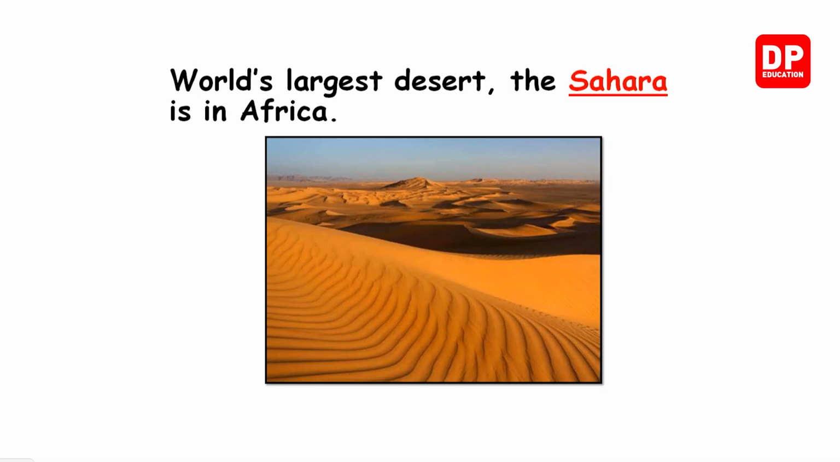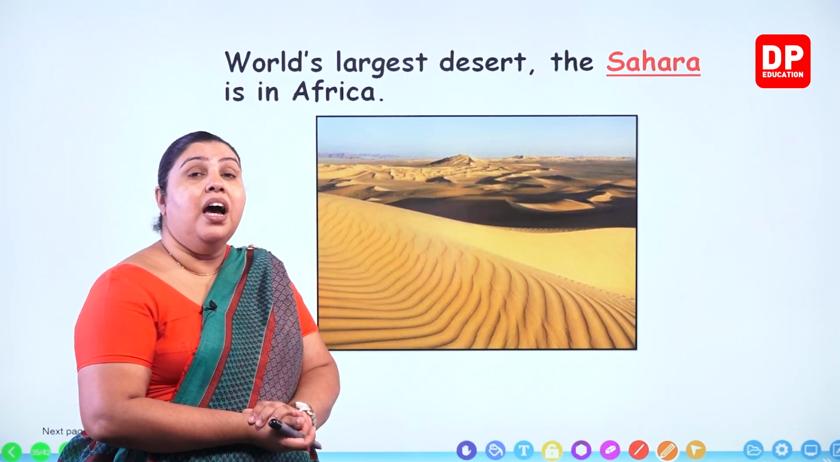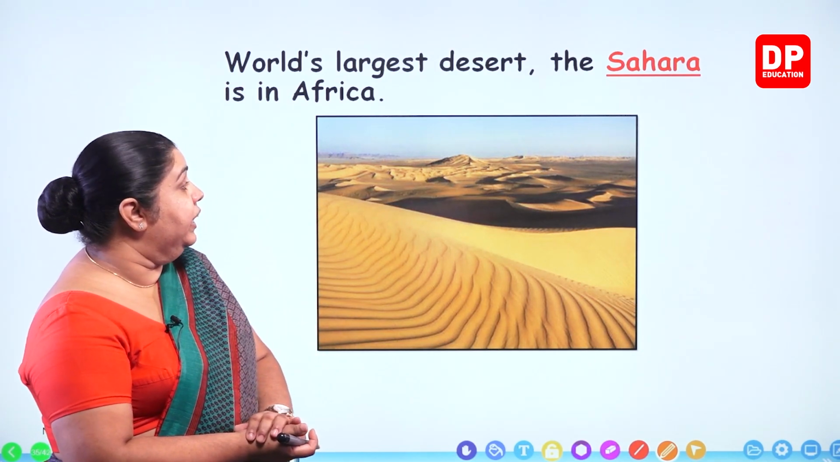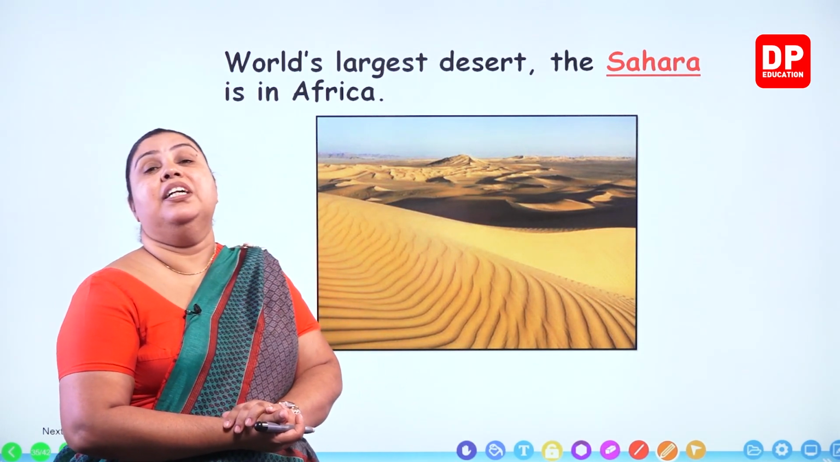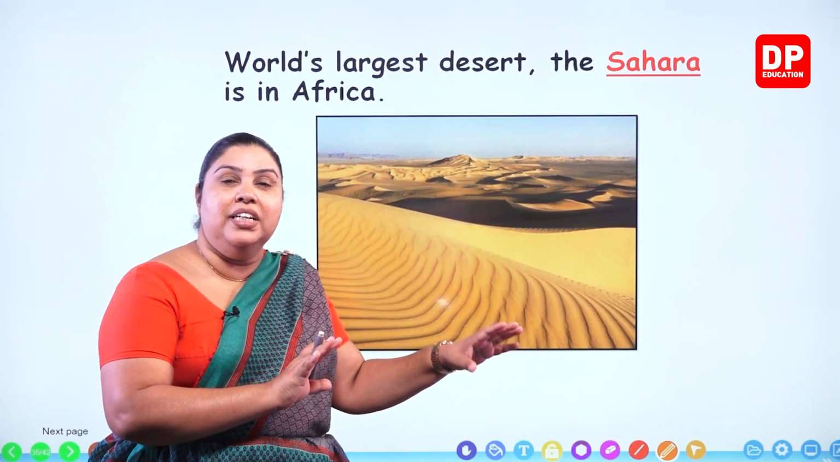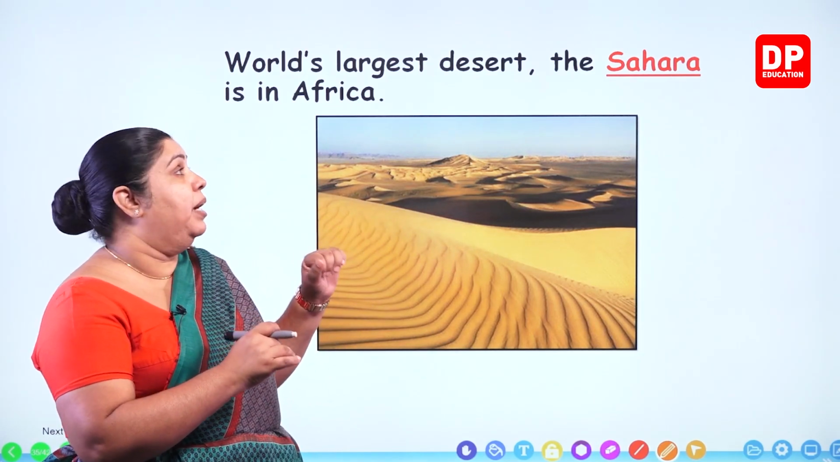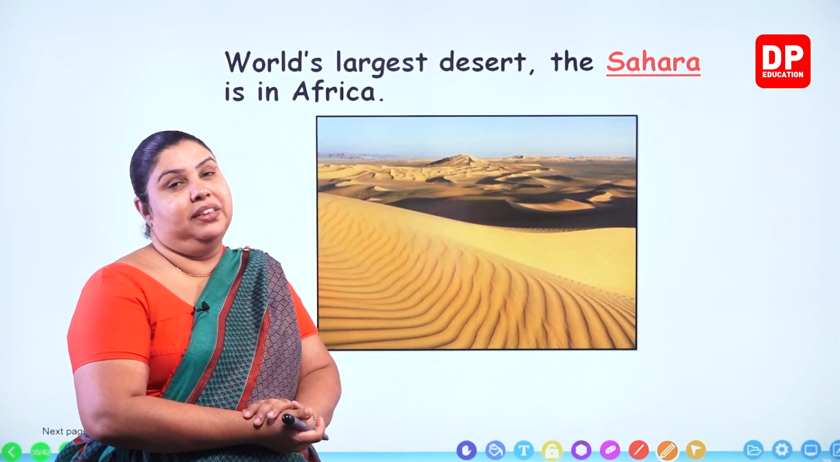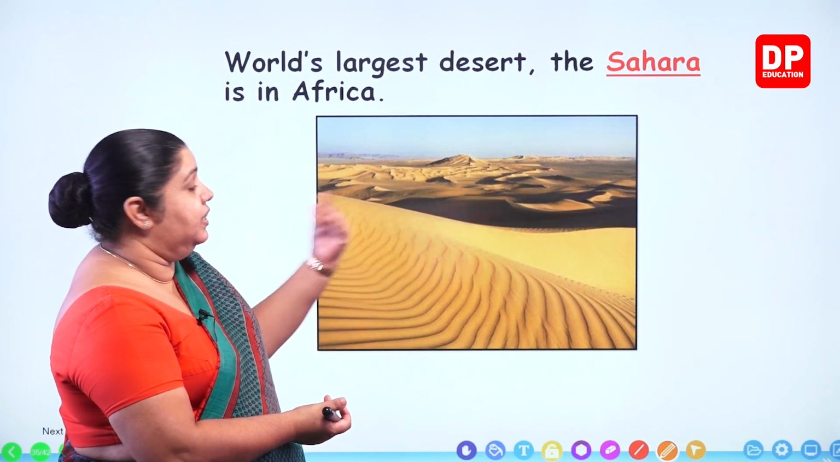Then we have the world's largest desert, the Sahara, that is also in Africa. Now we are talking about different continents. We spoke about the Asian continent. Now this is the African continent. Sahara Desert is in the African continent. This is the Sahara Desert.